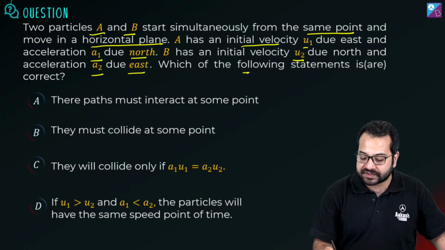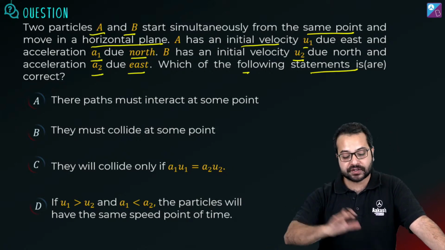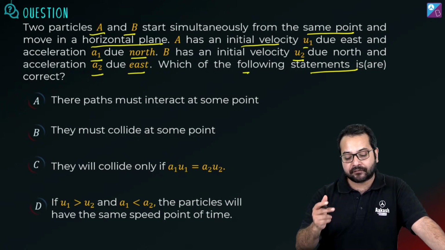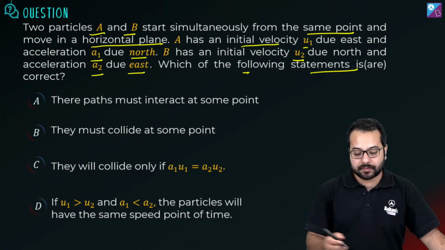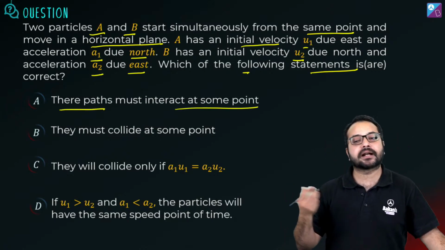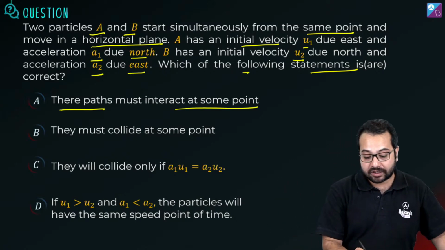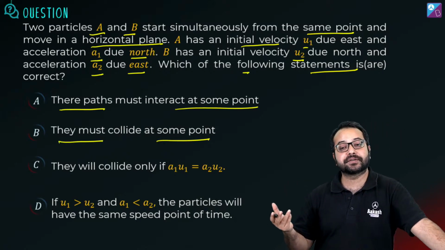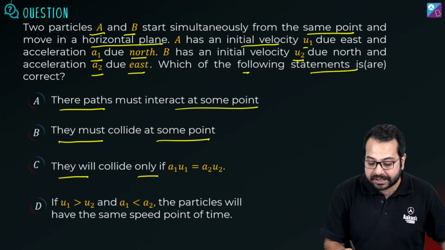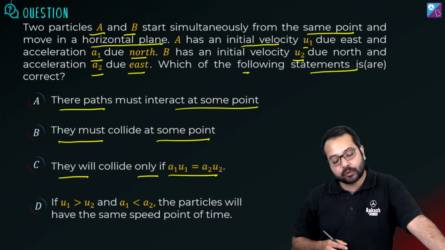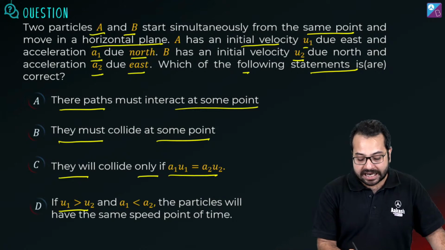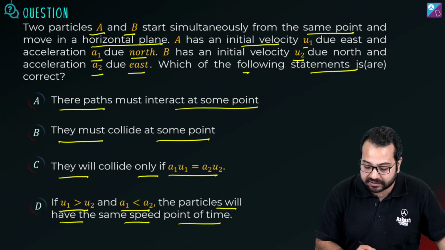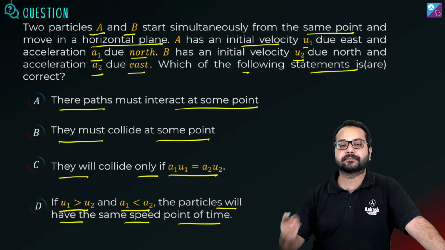Now which of the following statements are correct? So this is a multiple option correct question, so we'll have to check each and every option. Alright, what is the first option? Their paths must intersect at some point. What is the second option? They must collide at some point. What is the third option? They will collide only if a1 u1 is equal to a2 u2. And if u1 is greater than u2 and a1 is less than a2, the particles will have the same speed at some point of time.